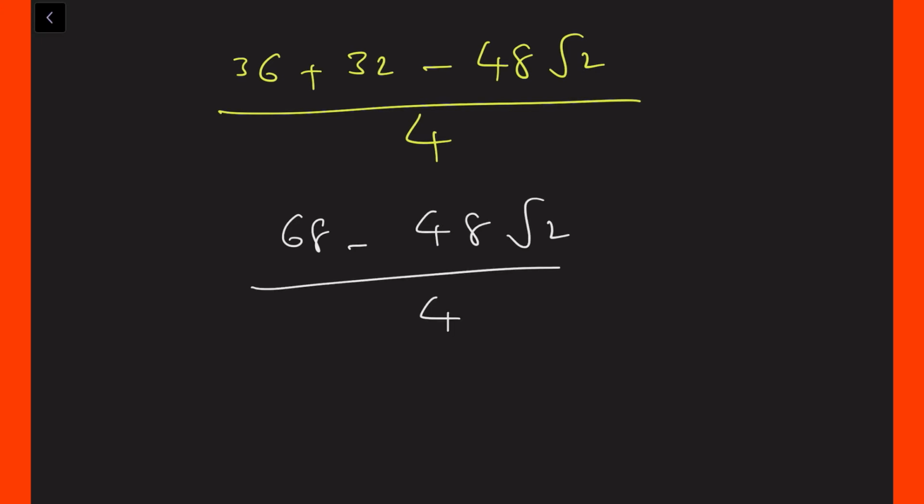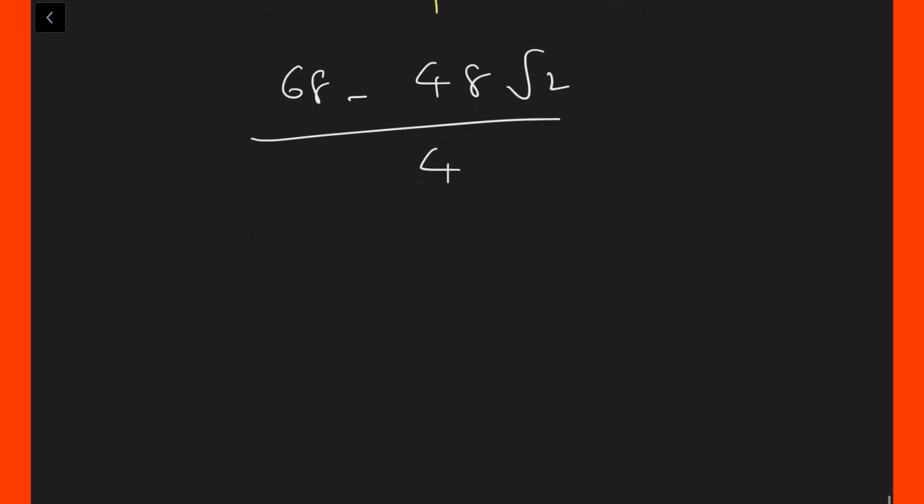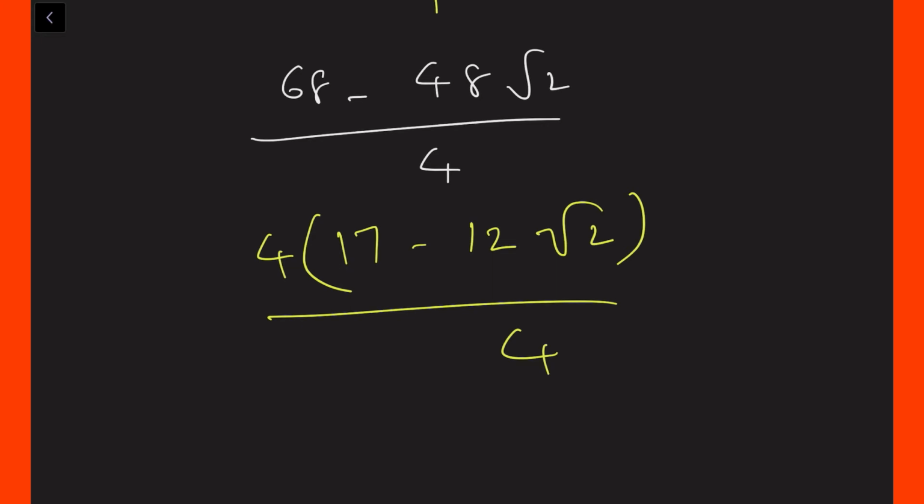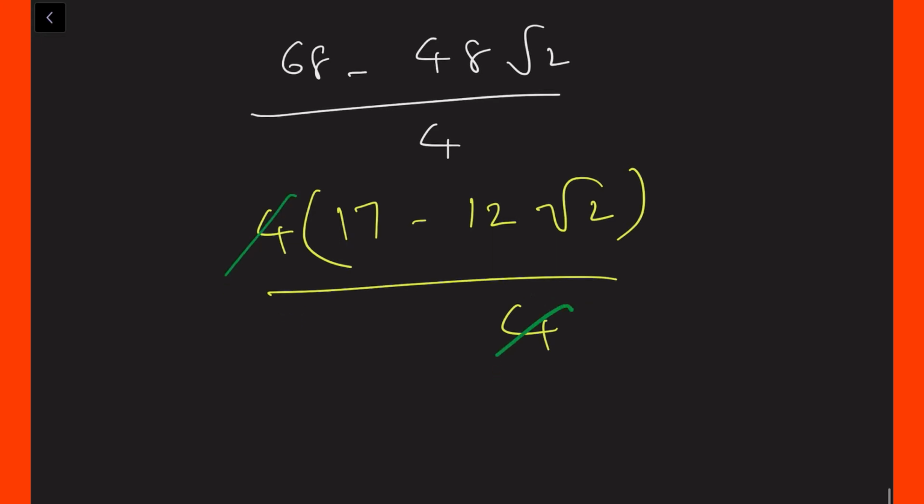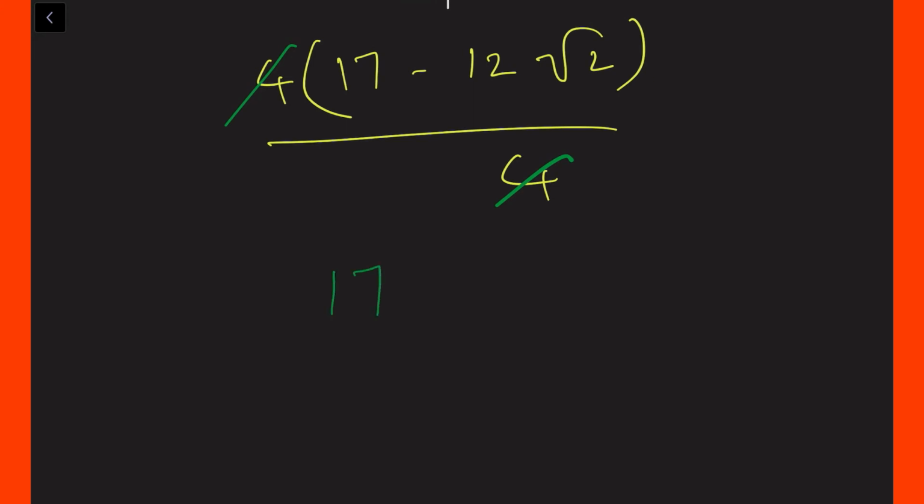Now in the numerator, is there any chance to take something common? Here in the denominator we have the number 4, so I will first try to take 4 common. Taking 4 common from the numerator, we remain with 4 17s are 68, minus 4 12s are 48 root 2, as it is, whole divided by 4. So in the numerator as well as the denominator 4 will get cancelled, and we remain with 17 minus 12 root 2.